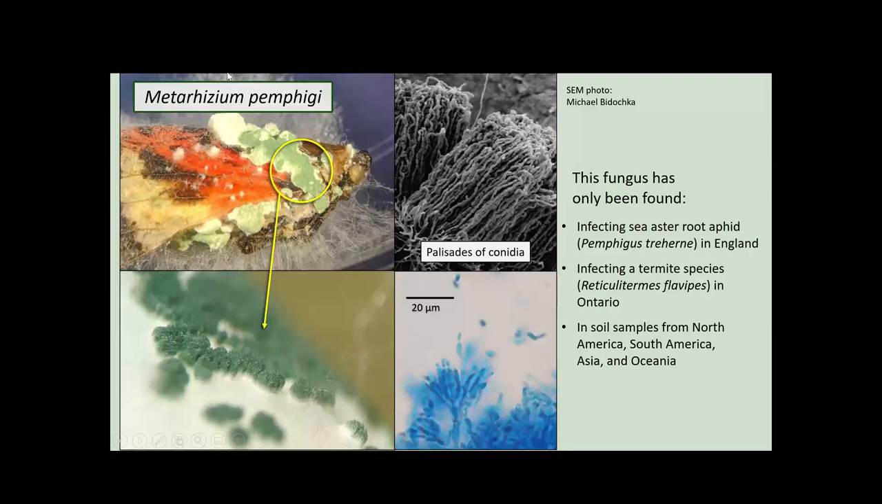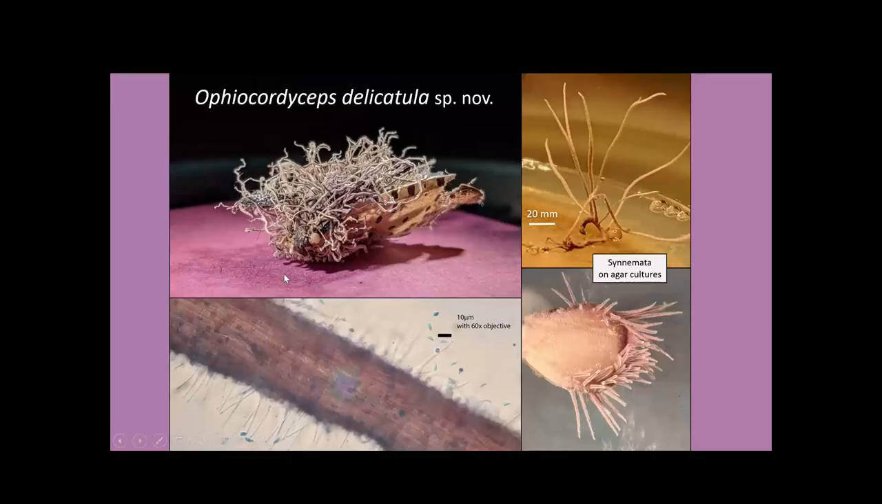So Beauveria and Metarhizium are the ones you hear about the most when you talk about insect pathogenic fungi and biopesticides. But here's a very cool one. This is a new species, actually. This is Ophiocordyceps delicatula. It has these long, tentacle-like structures called synnemata, growing here on an agar culture. These long shapes look like antlers almost.